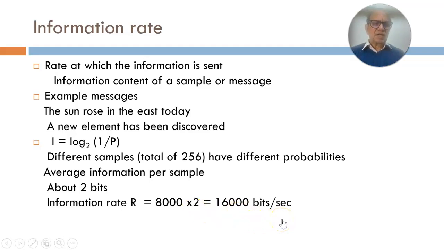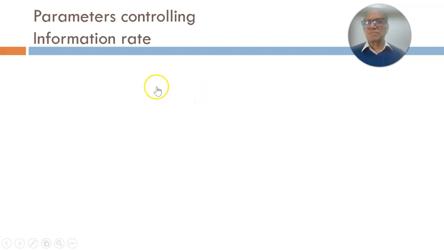So note that this particular method of sending information is not very efficient, because you are using a bit rate of 64,000 bits per second. That is the physical data rate, whereas the information that is sent is only 16,000 bits per second. So there are ways of improving this, and later on we will be studying this. All right, so that is as far as the information rate is concerned.